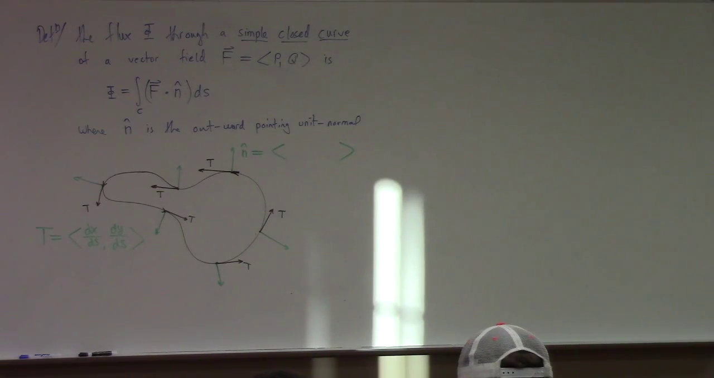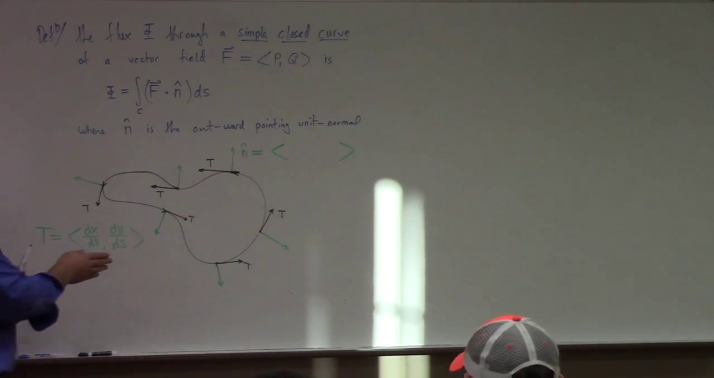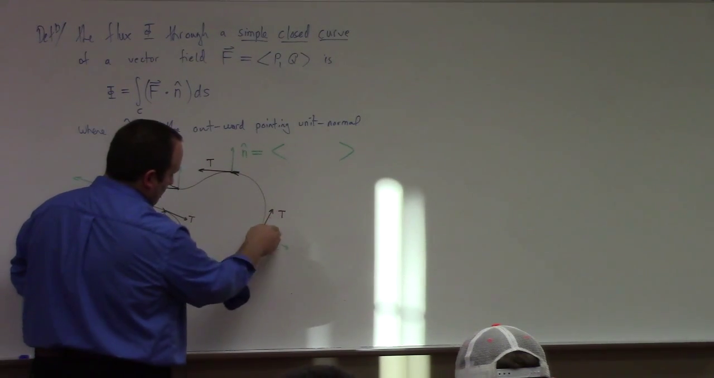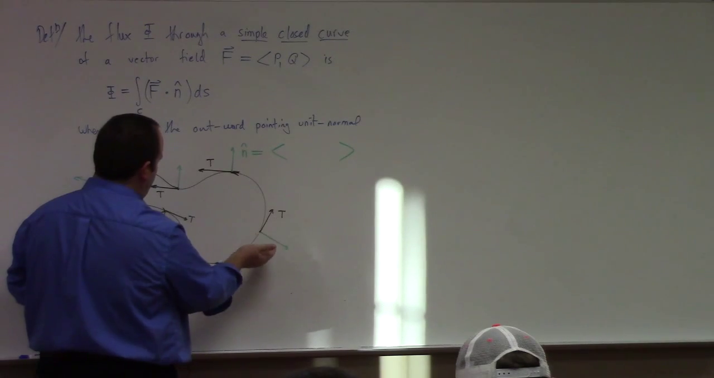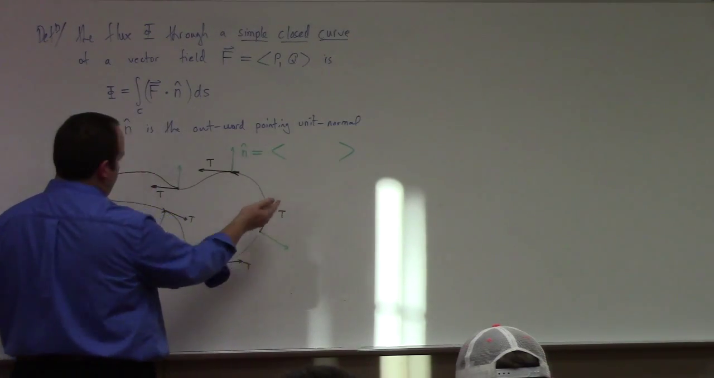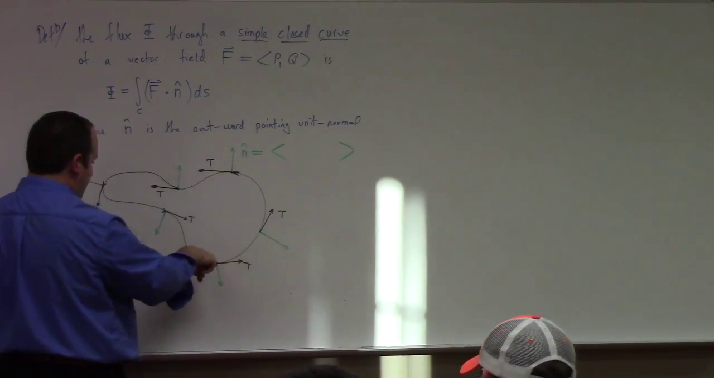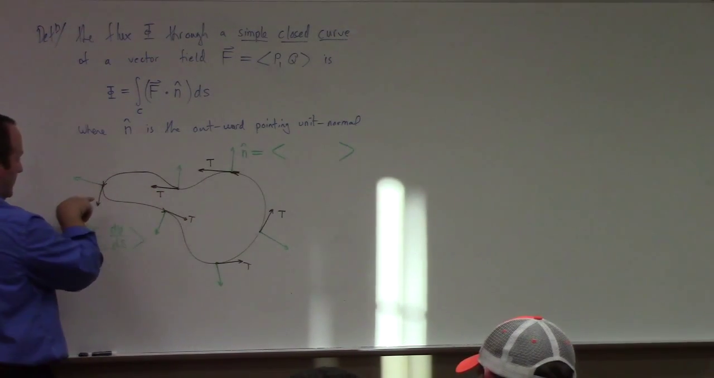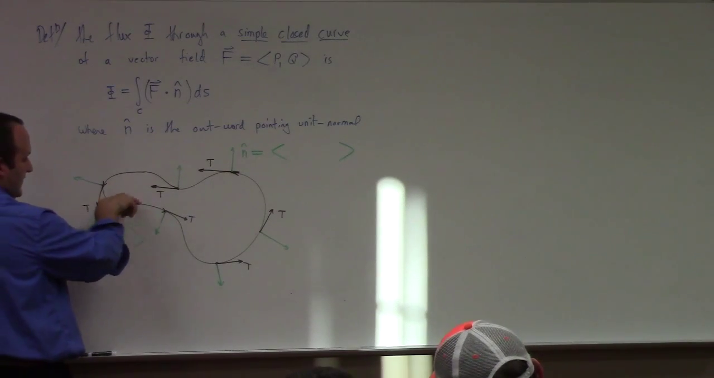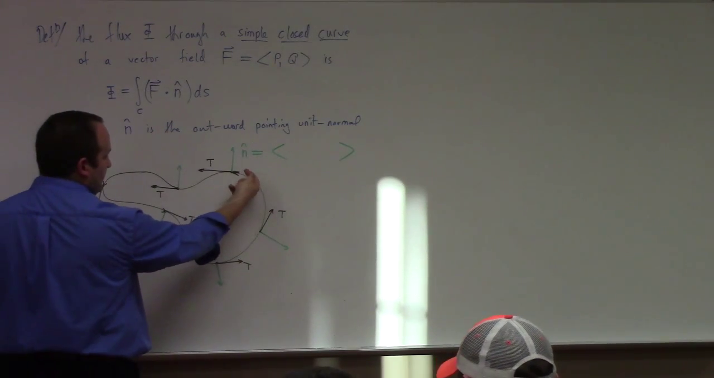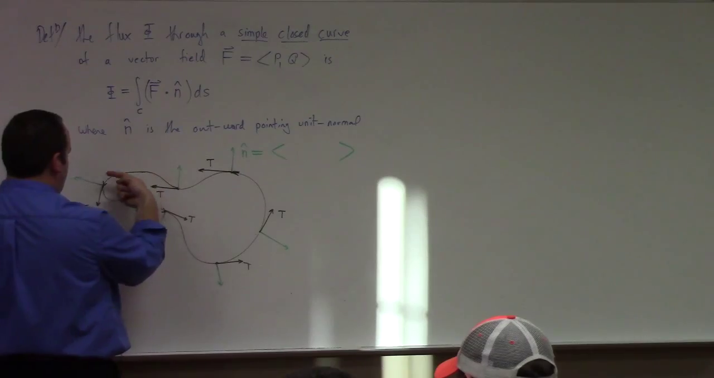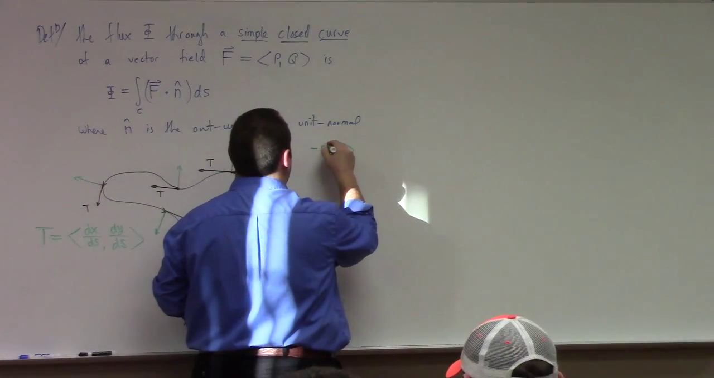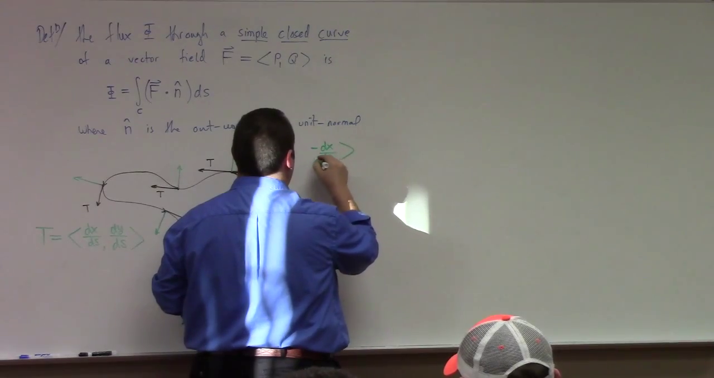When x is increasing, it looks like it's pointing down, doesn't it? When x is increasing, it's pointing down, isn't it? Look at that. Every place where x is increasing, it's pointing down. Every place where x is decreasing, it's pointing up. So it must be that this is minus dx/ds for the y component.